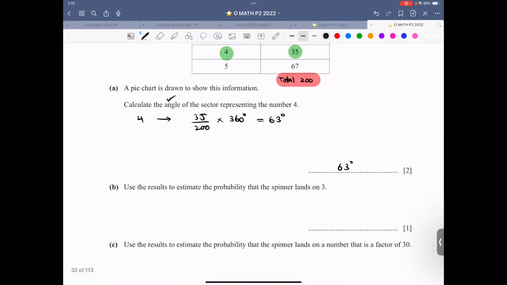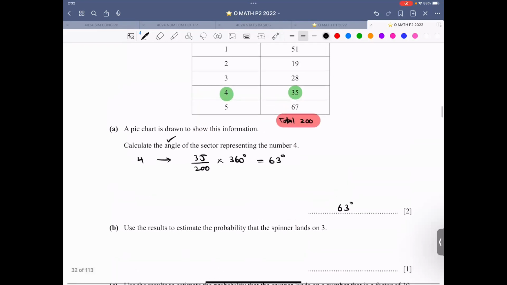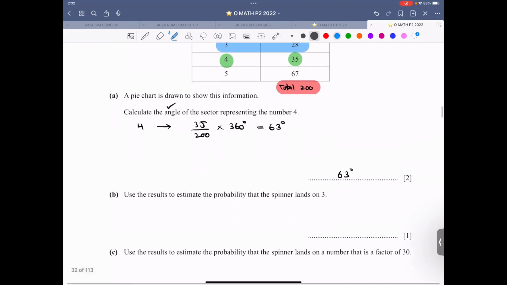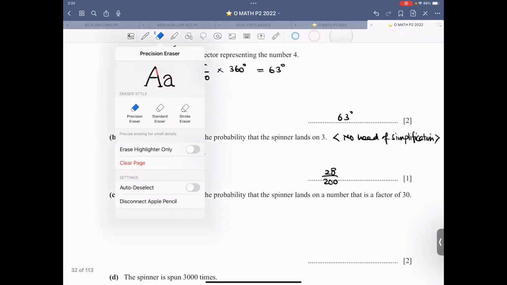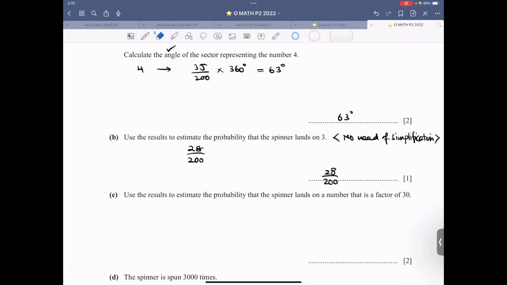Use the result to estimate the probability that the spinner lands on 3. So if we are talking about landing on 3, that is 28, and that is the probability. Just leave the answer in the exact form because no one is asking us to simplify. So that is 28 over 200. That is the answer. I can even write this as 14 over 100, but leave it as it is. So no need of simplification.